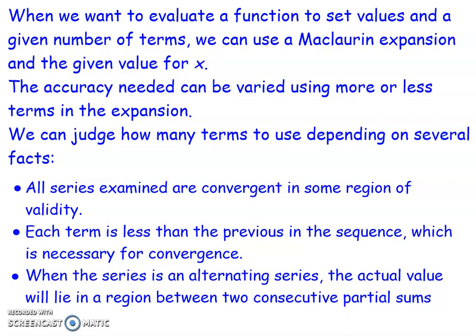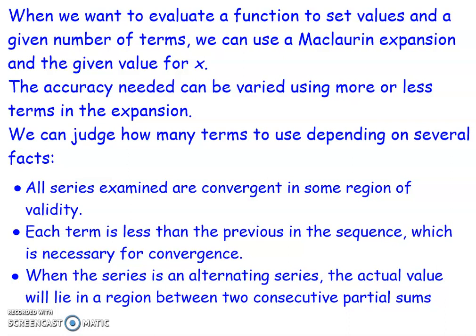Now, the accuracy that we are after can be varied using more or less terms in the expansion. So if we went up to x cubed, we would have less accuracy than if we went up to x to the power of 5. We'd bring in more decimal places with that second expansion than the first one. We can judge how many terms to use depending on several key facts and factors within the function.